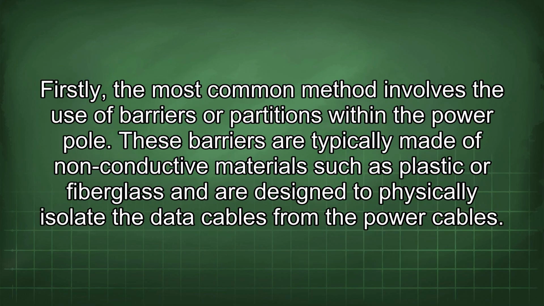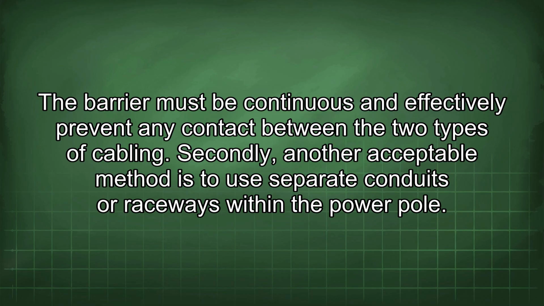Firstly, the most common method involves the use of barriers or partitions within the power pole. These barriers are typically made of non-conductive materials such as plastic or fiberglass and are designed to physically isolate the data cables from the power cables. The barrier must be continuous and effectively prevent any contact between the two types of cabling.